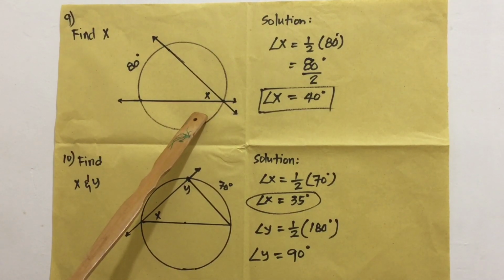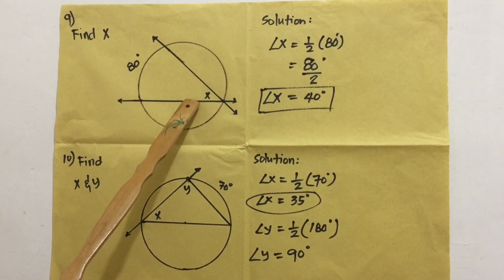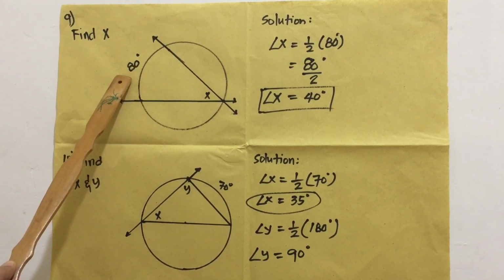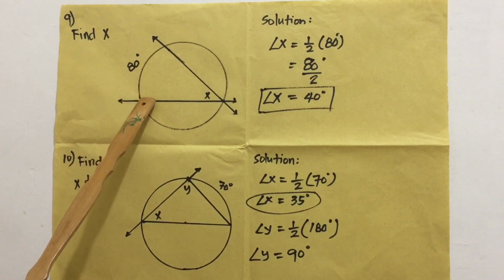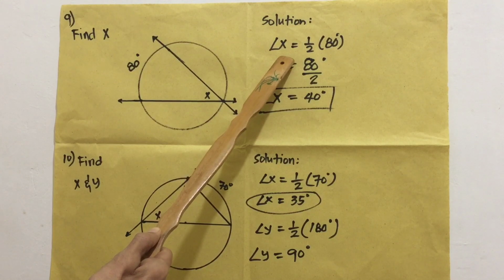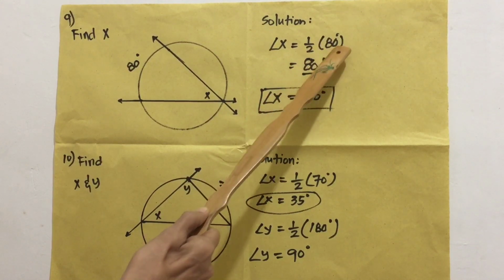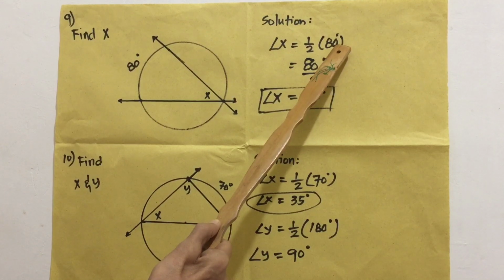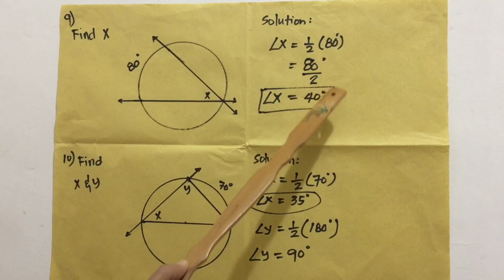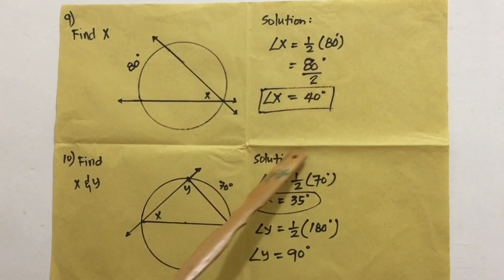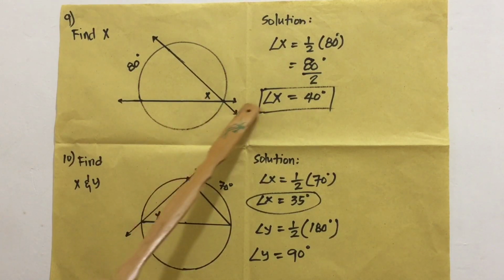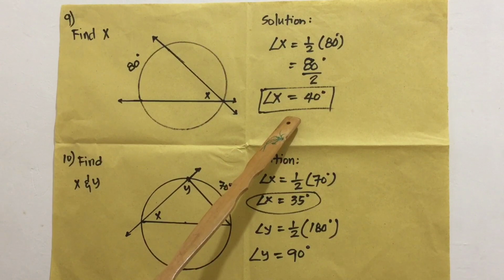To get the measurement of this angle, this angle is 1/2 of the intercepted arc. So our computation is angle X equals 1/2 times 80 degrees. 80 times 1 equals 80 degrees divided by 2. 80 divided by 2 equals 40 degrees. So this angle X is equal to 40 degrees.